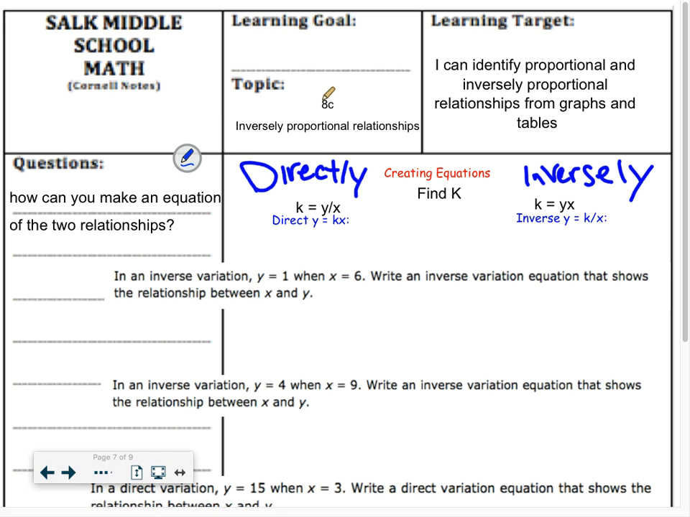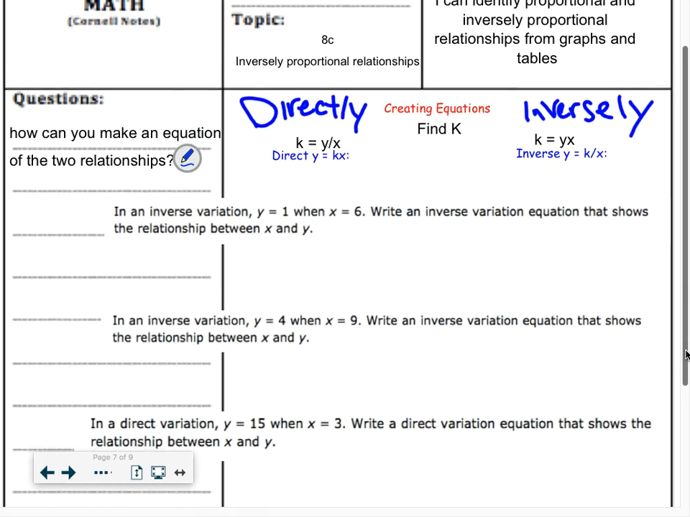Then we make an equation. If it's direct, it's y equals something times x, whatever that constant number is. And if it's inverse, it's y equals something divided by x. Okay? So here's how we handle that.